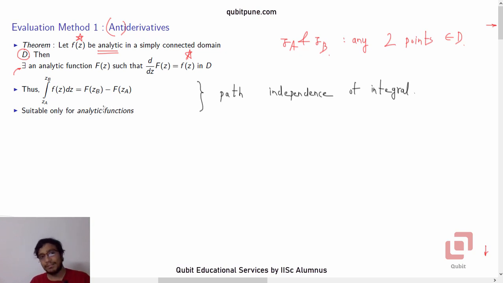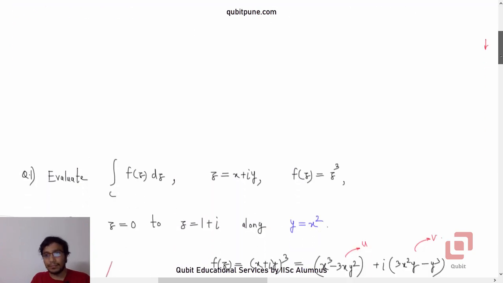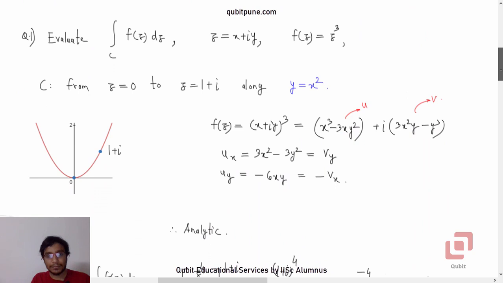Okay, we will integrate it by the rules of integration that we already know, and then we will evaluate the same integral by the second evaluation method, considering a path of integration. Question 1, evaluate the integral of f with respect to z along a curve C, given that z is x plus iy, the usual definition of z, and f of z is z cube.